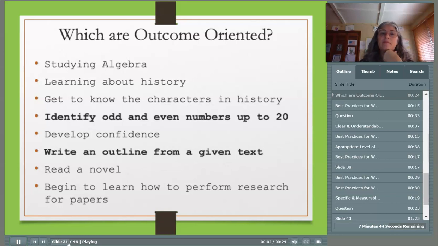Here are the answers. Only 2 of them are truly outcome-oriented. The rest are more about the process of learning. Even the second one from the bottom, "read a novel." Is that really the end goal, just to read it and then put it down and put it away? Or is there something more you want them to attain rather than just simply reading it and getting to the end?